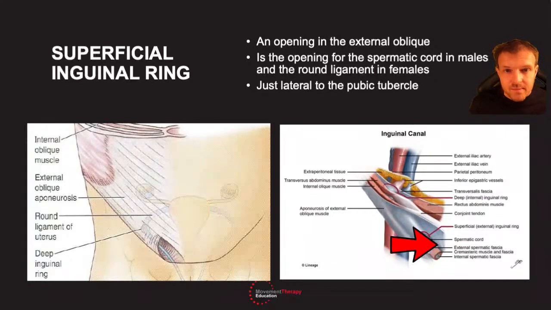But that's where the spermatic cord will come through. So that superficial ring just there. This is an opening in the external oblique, so the most anterior, most superficial structure, the opening for the spermatic cord in males and the round ligament in females. It's just lateral to the pubic tubercle.